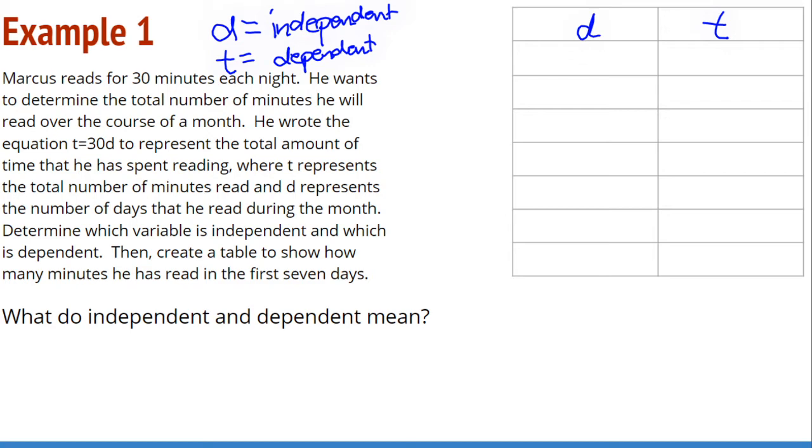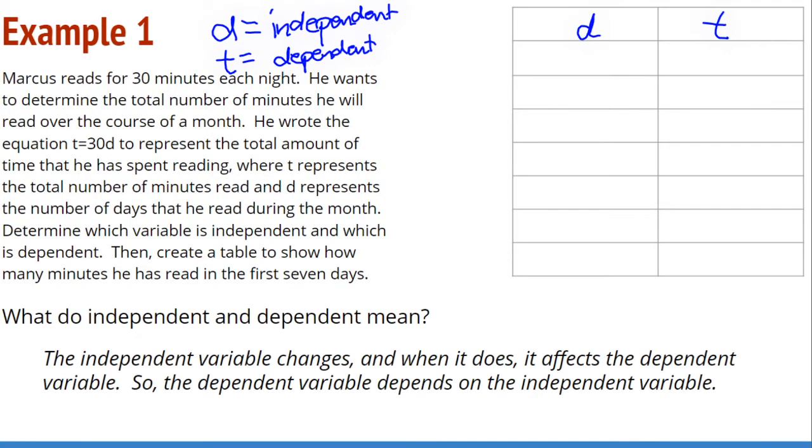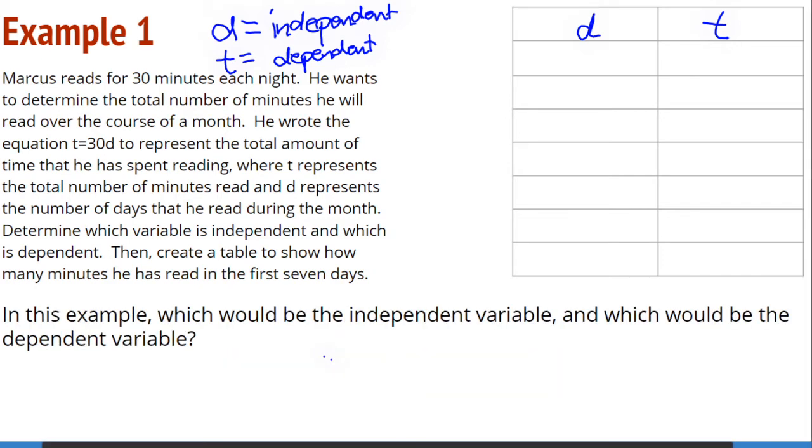So independent and dependent, I've already been over those. Independent variable changes, and when it does, it affects the dependent variable. So the dependent variable depends on the independent variable. So that's at least 3 times now we've talked about what this means. So in this example, which would be the independent variable and which would be the dependent variable? Well, we've already decided that the time is going to depend on how many days I read. If I didn't read any days, I read no time. If I read 15 days, that's going to change the amount of time that I read.